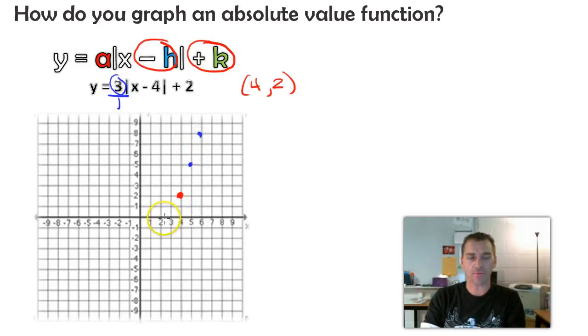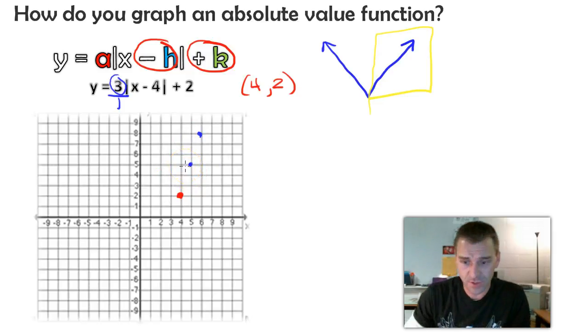Now, I'm not going to go down 3 and back 1, down 3, because, again, we know this is going to be a V shape. Since it's a positive 3, a positive a value, I know my V shape is going to be going up. And what I've actually just graphed is, again, the right side of this V. That's what this is over here. Okay? That's step number 2.